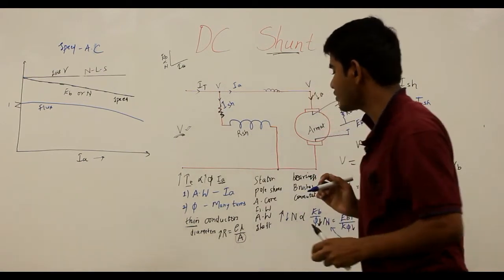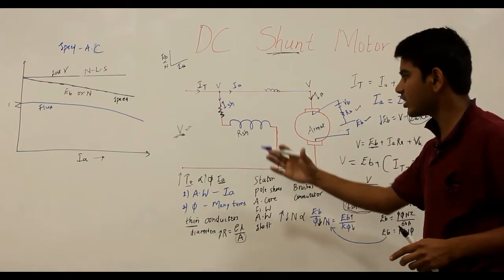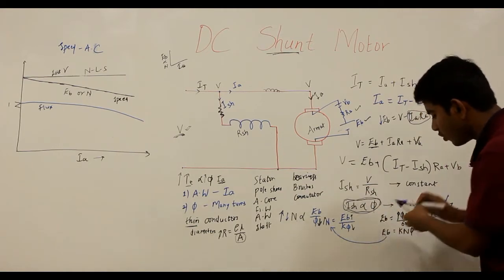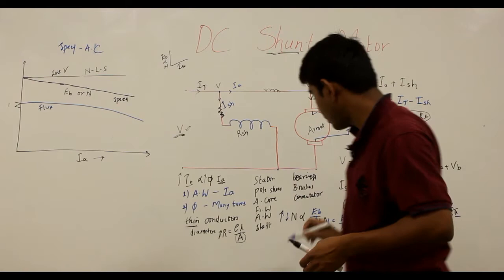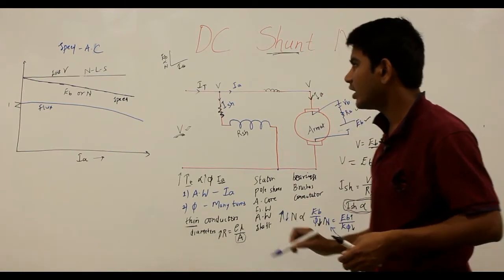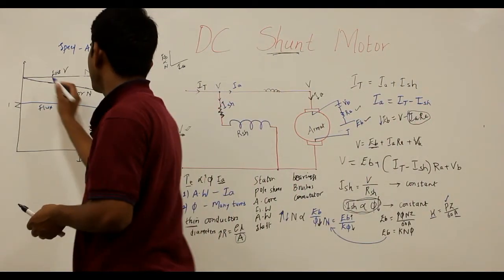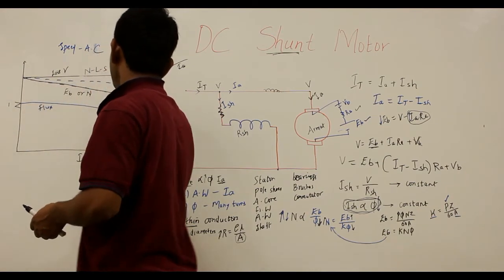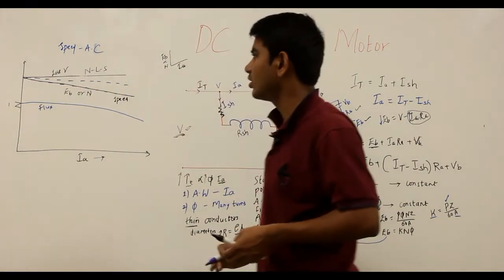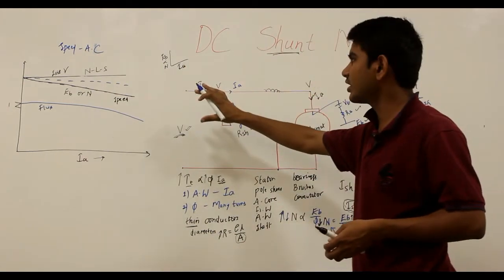in this shunt branch, and the smaller the current in this shunt branch, you are having the smaller value of flux. As the flux is smaller, there will be a higher value of speed, and the compensated speed, if I draw it, will be somewhere in the middle of these two lines. So this is the speed armature current characteristics.